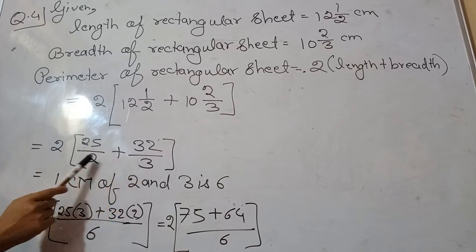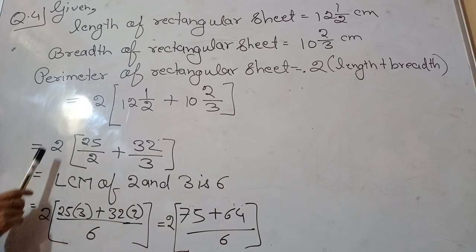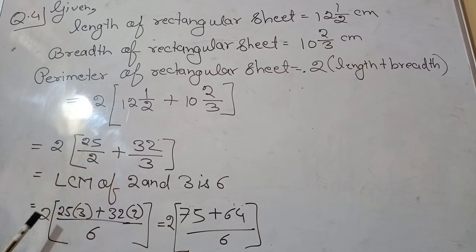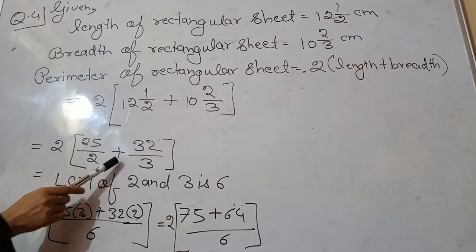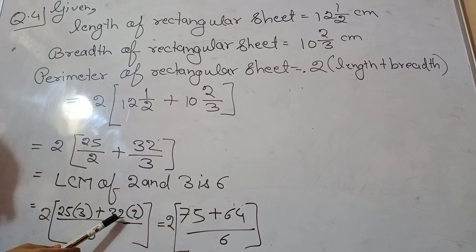Now here you can see both the denominators are different, so what we have to do, we have to find out the LCM of 2 and 3, which is 6. Now the resultant denominator will be equal to the LCM, which is 6, and the 2 in the formula as it is. Now cross multiplication of 25 and 3, 32 and 2. So 25 multiplied by 3 plus 32 multiplied by 2. Okay. So 25 3s are how much? 75 and 32 2s are how much? 64, divided by 6 and the whole multiplied with 2.